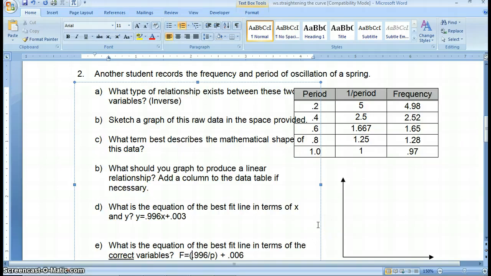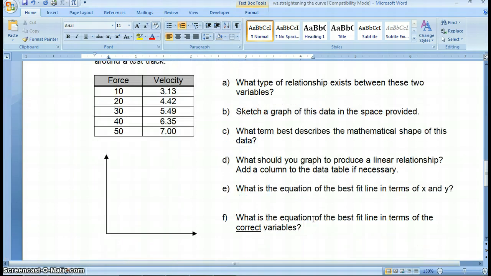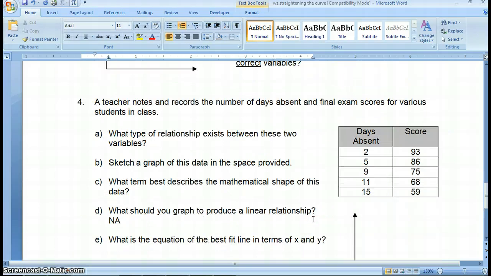Alright, so that's one example done for you, or mostly done for you, and you should be able to finish the other examples that are given on there.